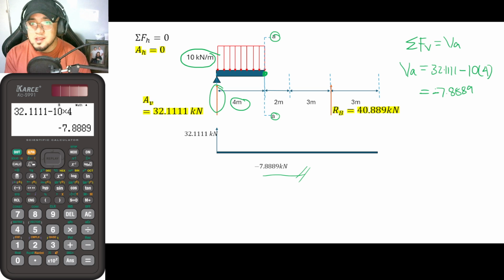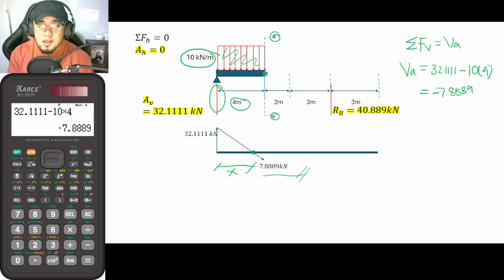So suppose that this point here is negative 7.889, since we have our uniformly distributed load here, you would now be tracing it in that manner. So this is now the shear diagram at this particular section. Okay, so suppose that you want to know the location at this point, just for example. So suppose once again that you want to get the location of this. So let's say that this is X.